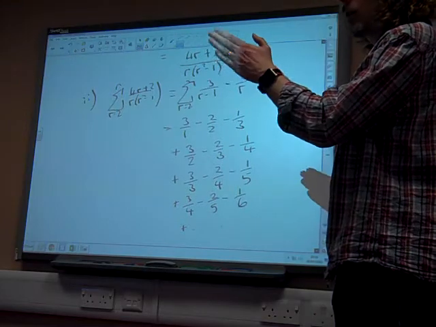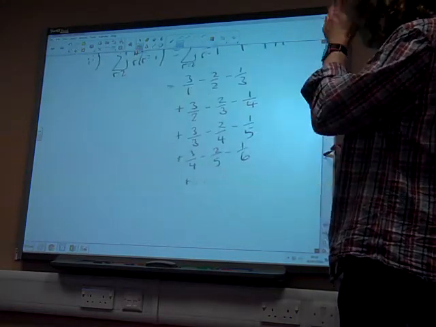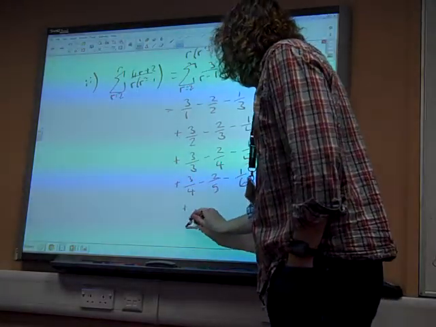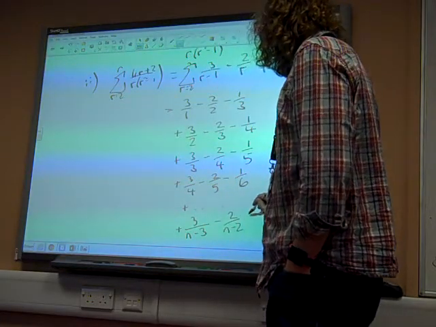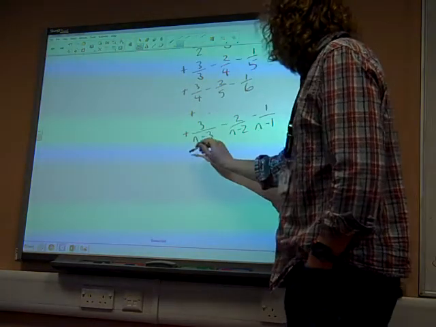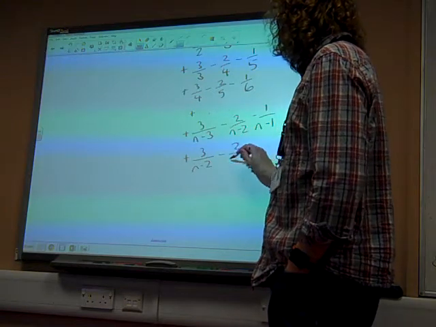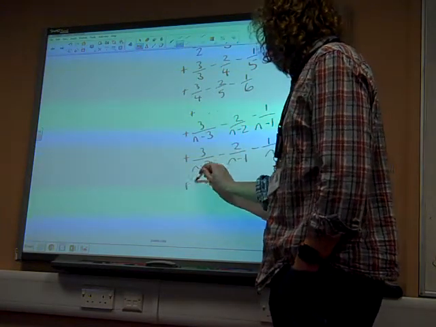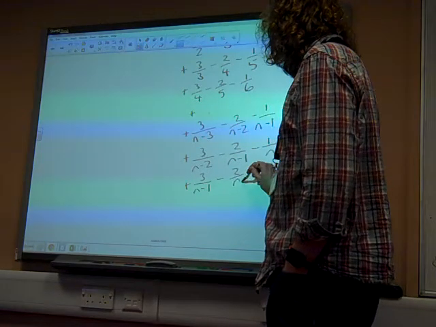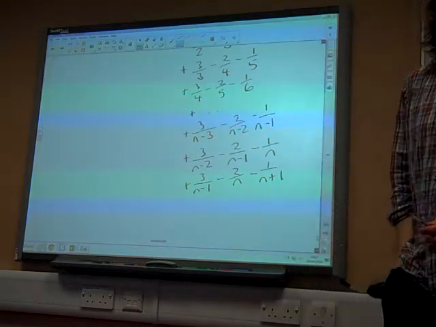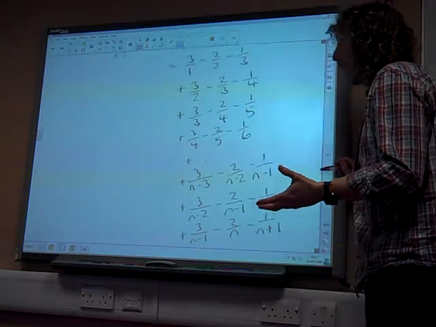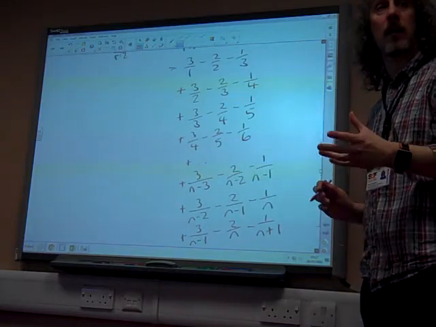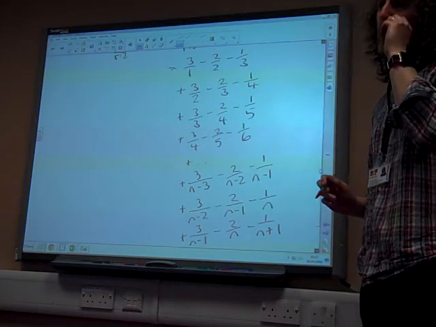But if I do n, so that would be n minus 2, n minus 1, and n. So n minus 2 would start with 3 over n minus 3, minus 2 over n minus 2, minus 1 over n minus 1. And then I'm going to go plus 3 over n minus 2, minus 2 over n minus 1, minus 1 over n, and then 3 over n minus 1, minus 2 over n, minus 1 over n plus 1. Because I'd spotted, hadn't I, that they went in sequence on the bottom, so there they all are. Right, now the mark scheme, the examiner does want to see you recognising that terms will cancel out. So you have to show that terms cancel out.